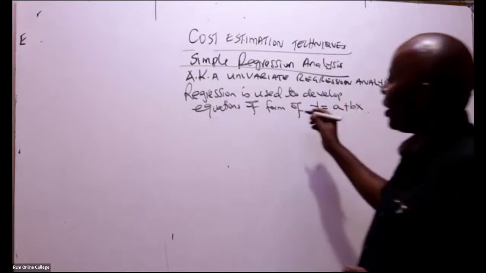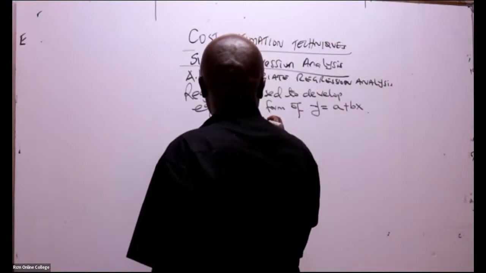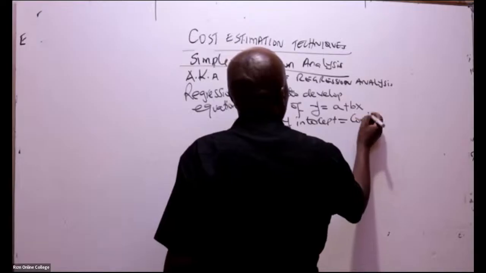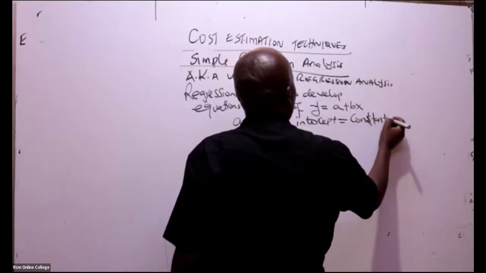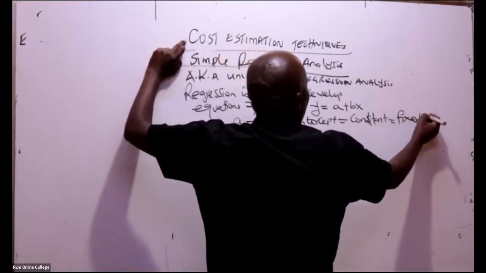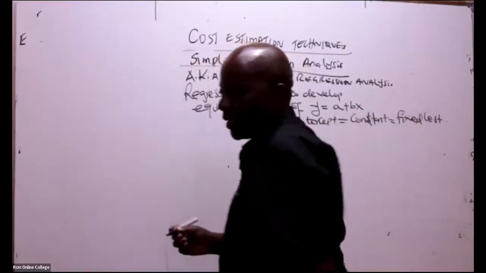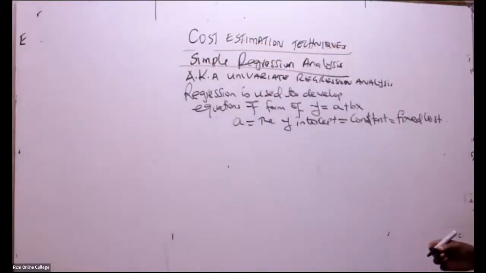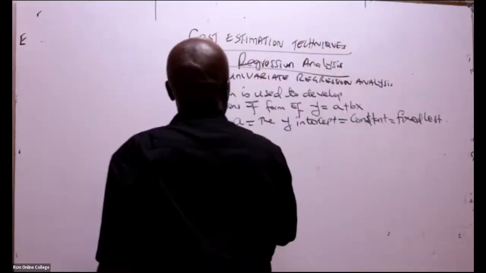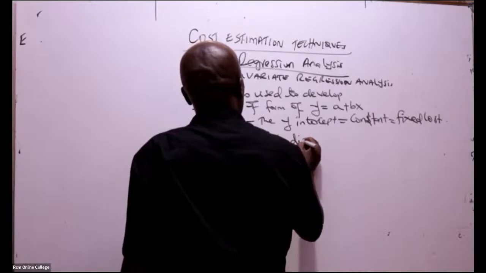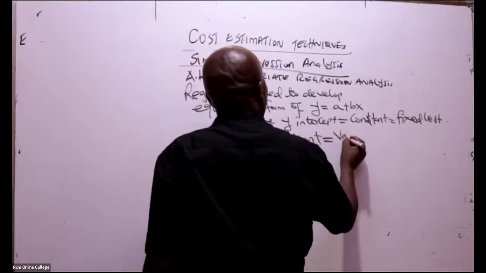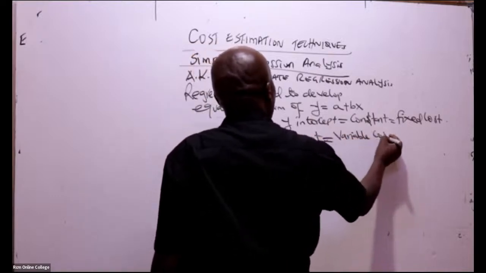Where, if you remember very well, a is the intercept. So this is the y-intercept. The y-intercept will be our constant. In terms of cost estimation, this will be fixed cost. That is A. And then we have B, which is the gradient. So gradient will be our variable cost per unit.